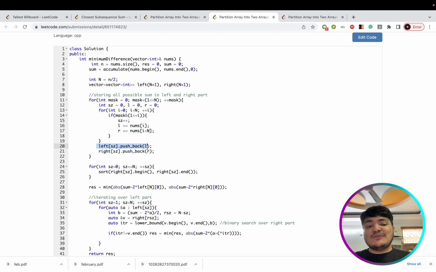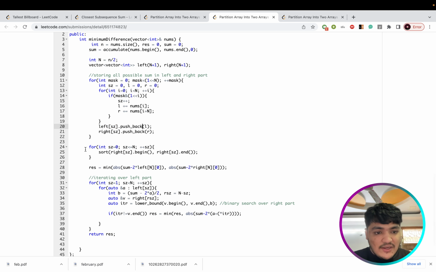Otherwise, I would have to iterate this thing over two times, writing this loop separately for left and separately for right, in case n was odd. But here n is even, so I could do this thing. And now for a particular size I am pushing this sum.